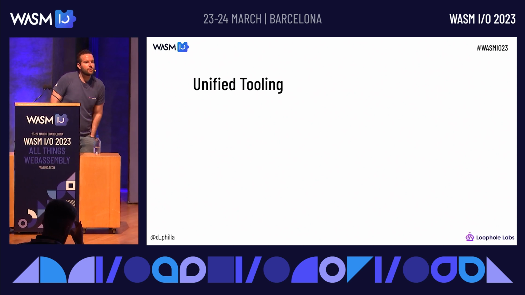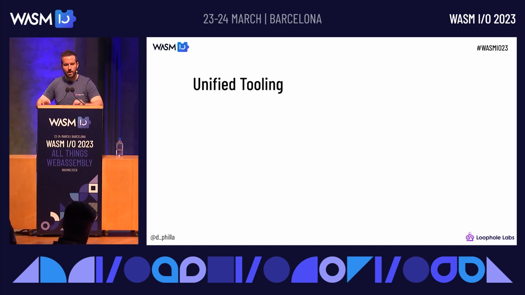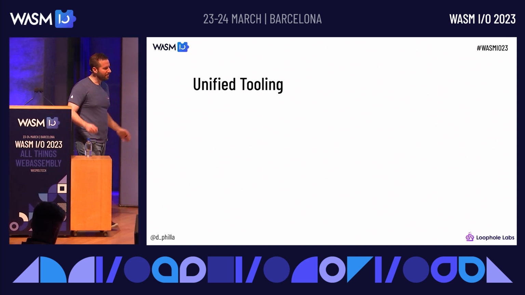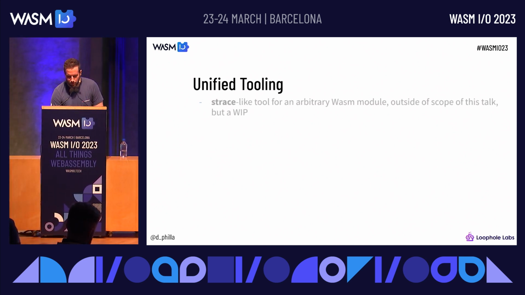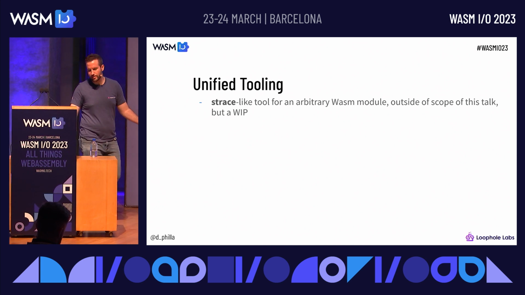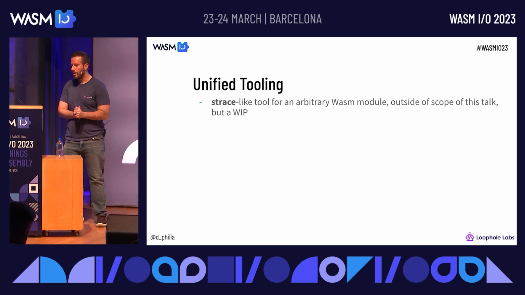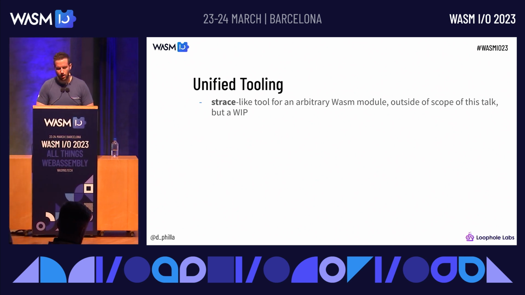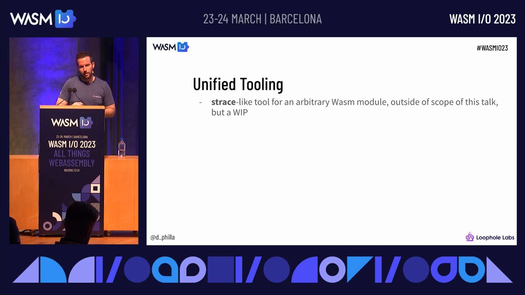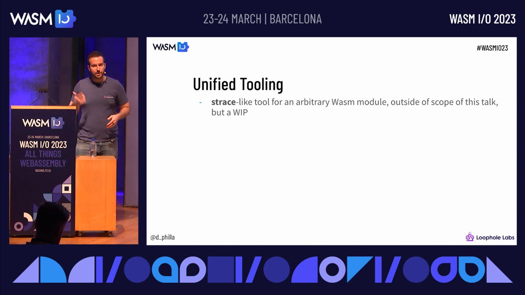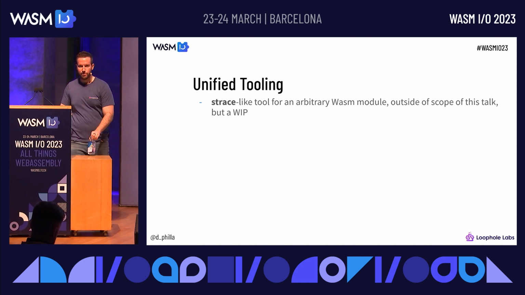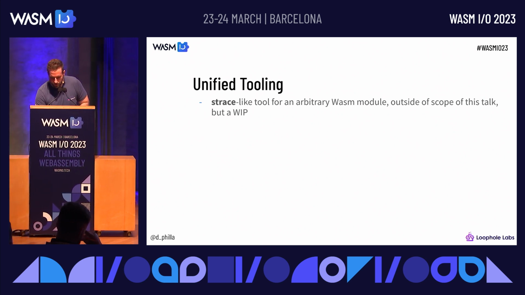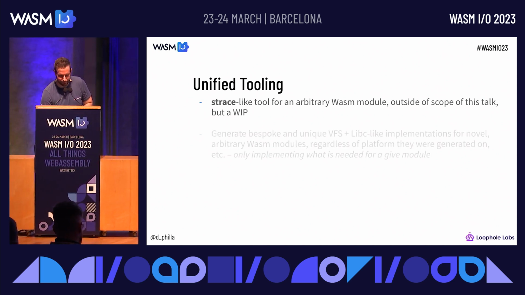One way is with unified tooling. So instead of saying, hey, we're going to support every platform, every type of libc, every type of file system, why don't we start with the actual module itself? And if we could apply some sort of strace-like tool to an arbitrary WASM module, then maybe we could figure out which syscalls are needed, which libc implementations are needed. This is outside of the scope of this talk, but I actually have a small prototype of this that I worked on earlier last year. And if anyone's going to be in Amsterdam, I'm going to talk about that very briefly at WASM Day at KubeCon. So hopefully we'll have a demo that's good by then.